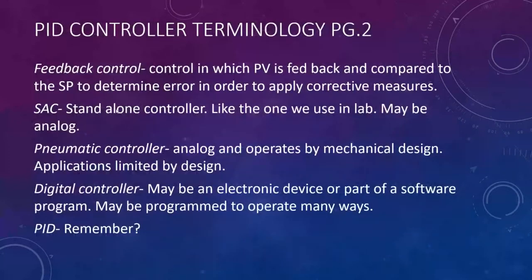Okay, some terminology to get out of the way initially here. Feedback control: control in which the process variable is fed back and compared to the set point to determine error in order to apply corrective measures. This is the entire baseline of automatic control, and it's what we strive for all the time.